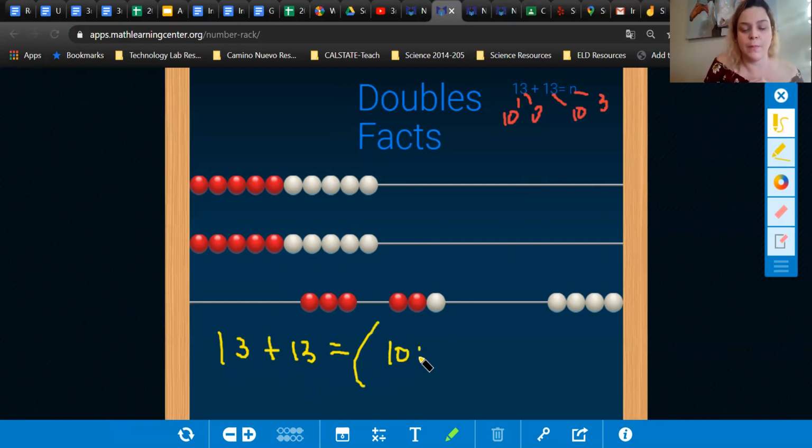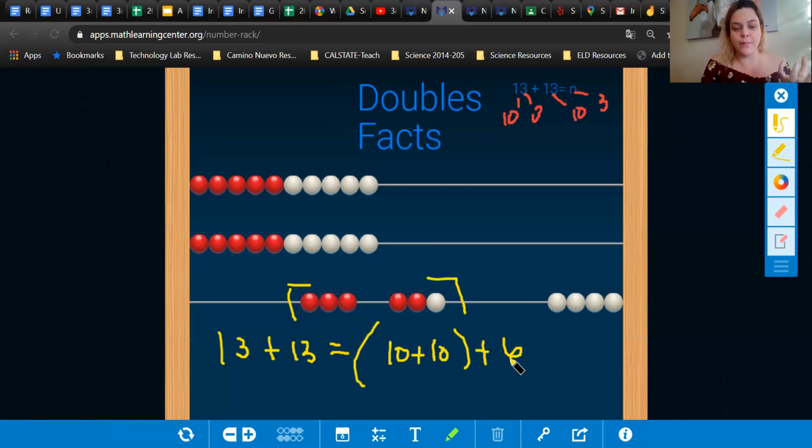10 plus 10 plus, and I can just put these together. I know that there's 6 here, right? Plus 6. And just to make sure that we have the correct sum, we want to make sure the sum is the same on both sides. So let me do this one first. I know 10 plus 10 is 20, plus 6 gives us a sum of 26.